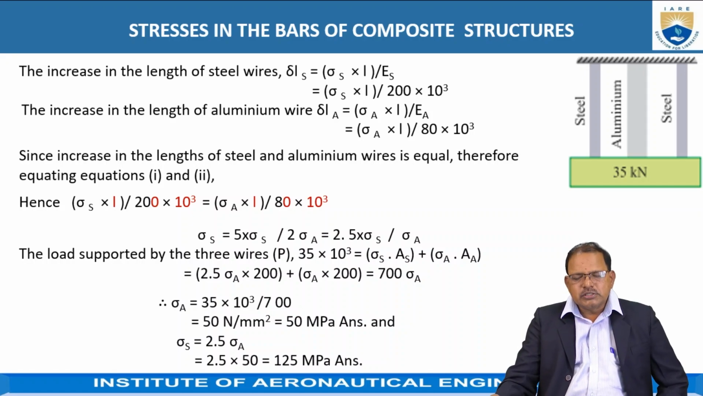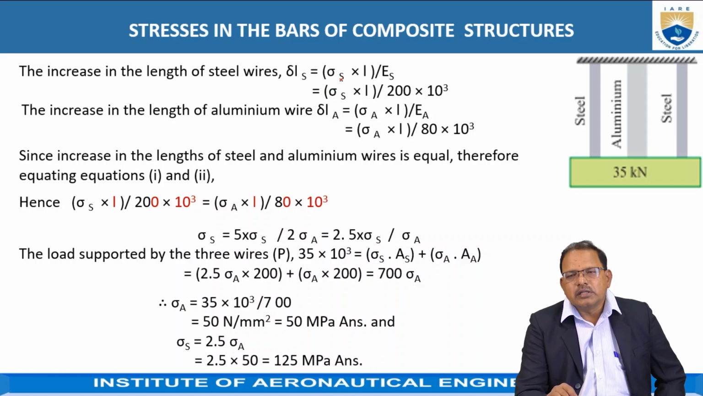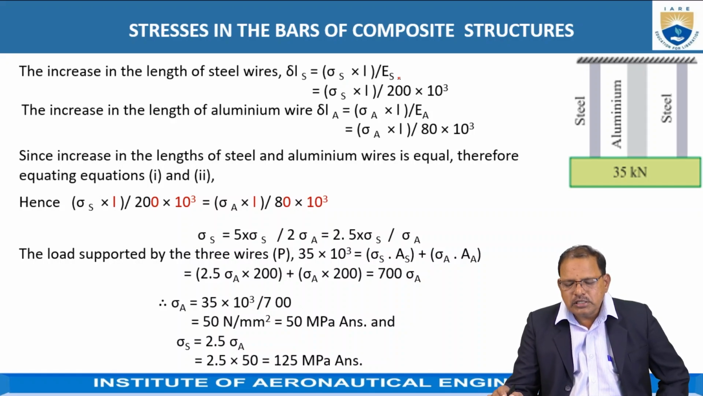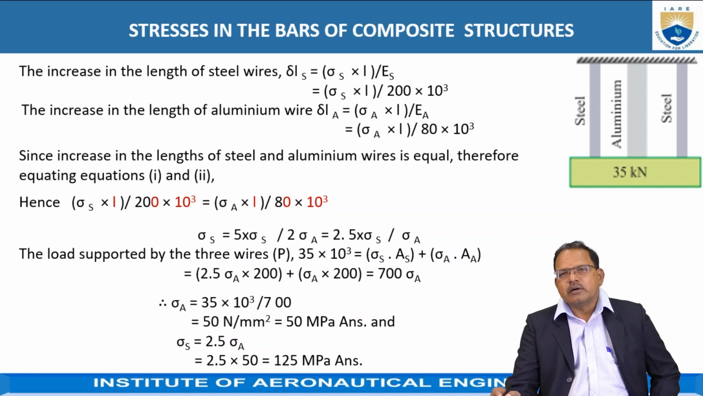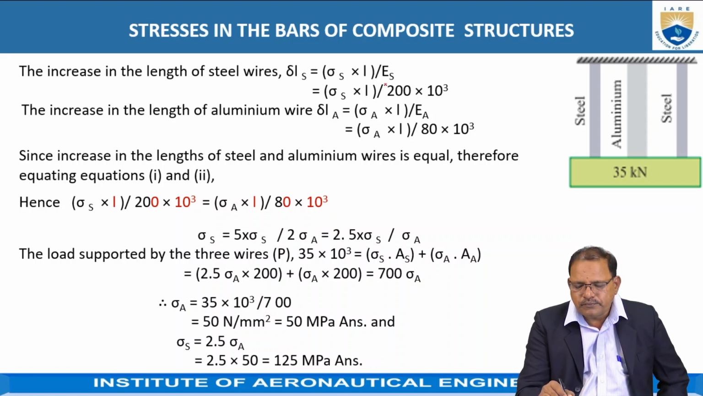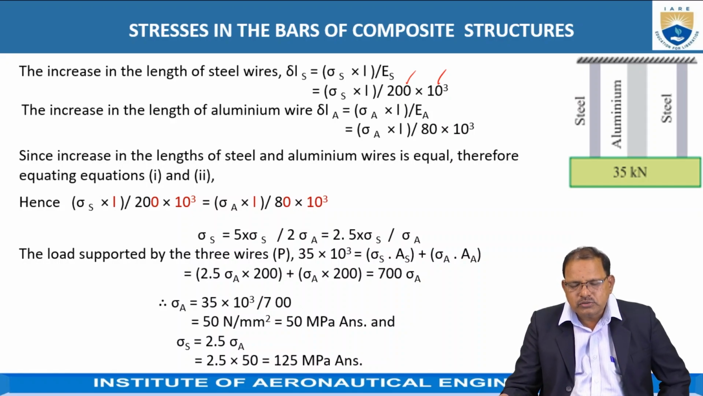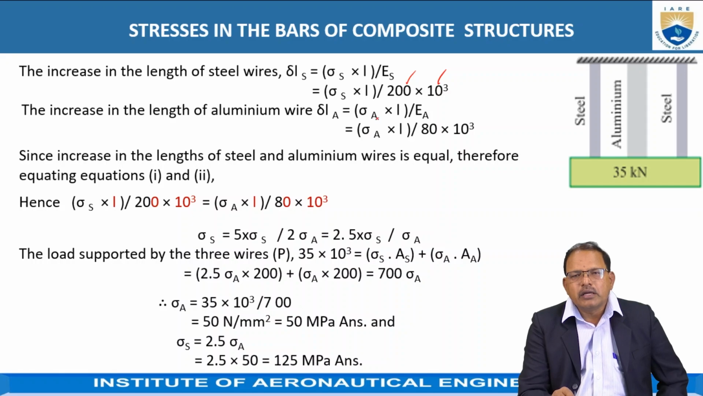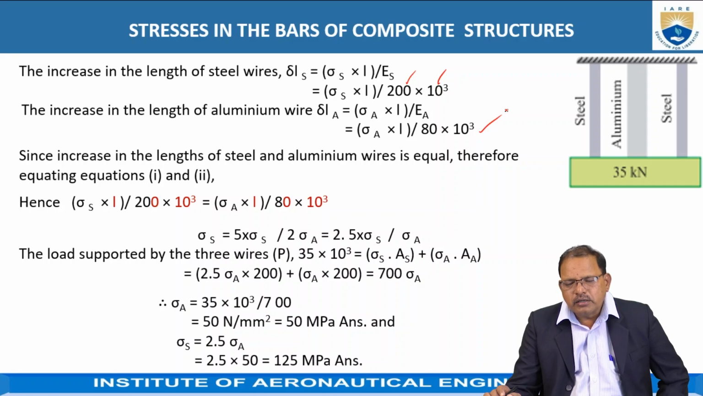The increase in length of the steel wires is delta Ls, according to these equations, equal to sigma S into L divided by Es. Where sigma S represents the stresses in the steel bars, delta L represents the elongation produced in the steel bars, and Es represents the Young's modulus of steel. So substituting the values, we get this equation. The increase in length of the aluminum wire is delta A equal to sigma A into L divided by Ea, which is equal to sigma A into L divided by 80 into 10 to the power of 3.